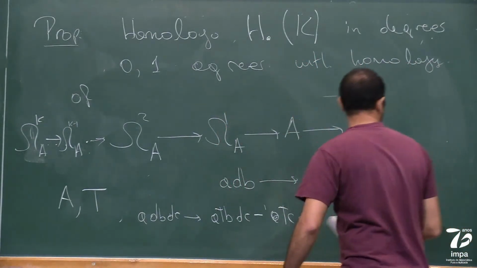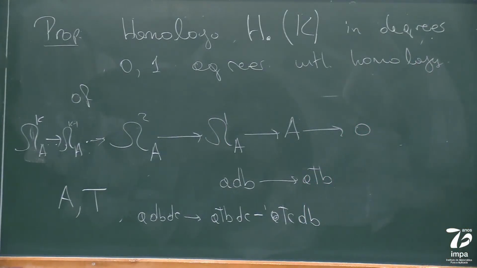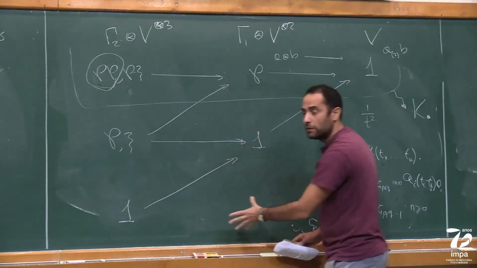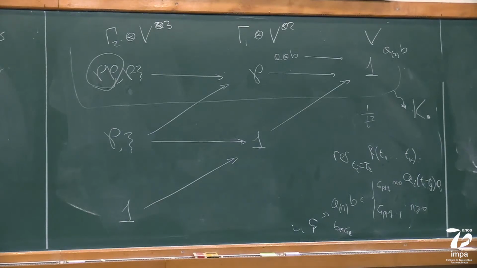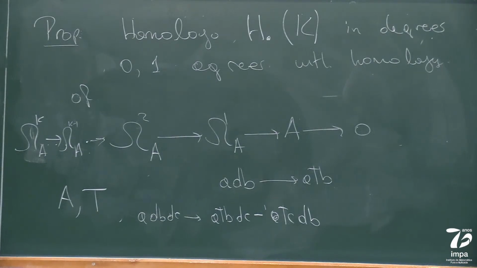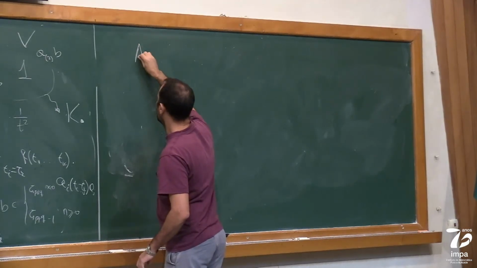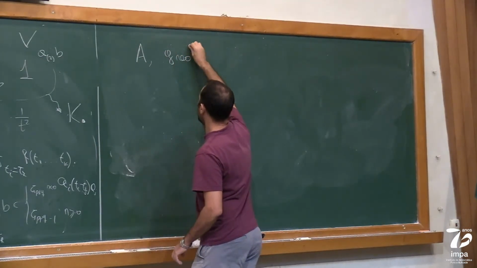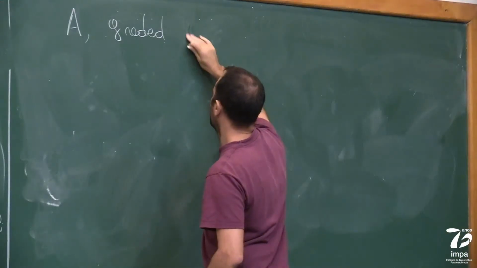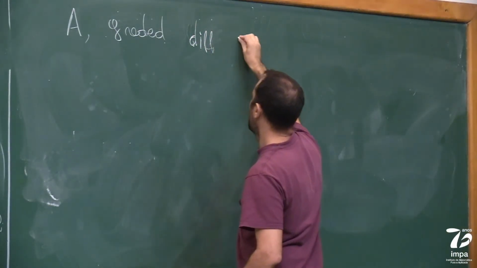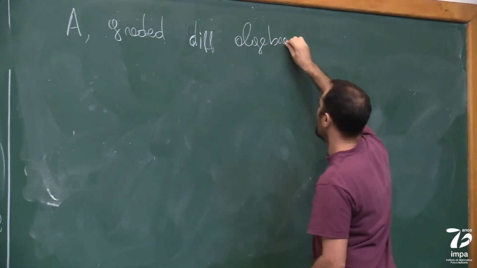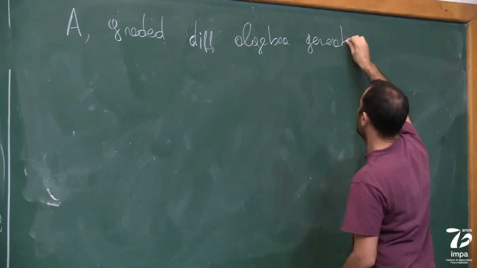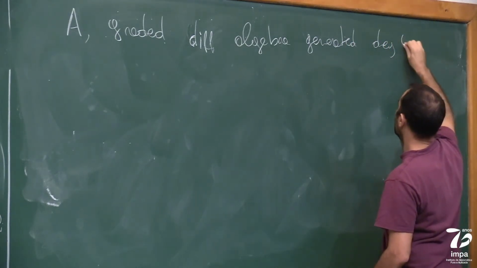So let me finish with the following statement. I don't want to remove this, because we're computing this subcomplex, and tomorrow I'm going to compute the cone. Here's something that I would like to do in detail tomorrow, but let me just state it because it's how arc spaces appear. So let A be a graded differential algebra generated in degree 0 as a differential algebra.